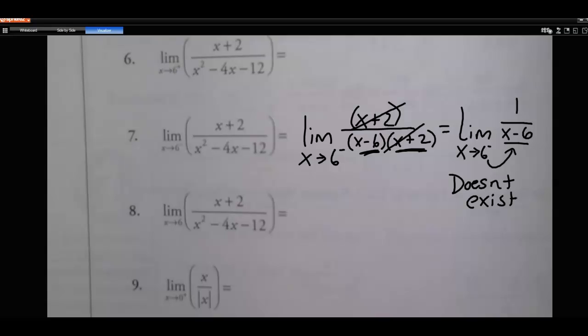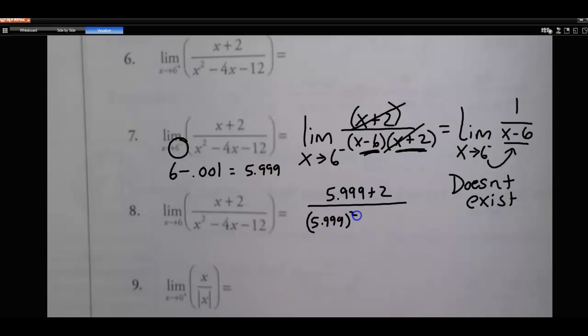And so when we have a non-removable discontinuity, what we do is we plug in a number that's really, really close to the number 6 and see, does it seem to be going into infinity or negative infinity? Now, since we're approaching 6 from the left, I'm going to take 6 and subtract from it a really small value. And that would give me 5.999. So I'm going to plug 5.999 into this function, and I'm going to see what I end up with.